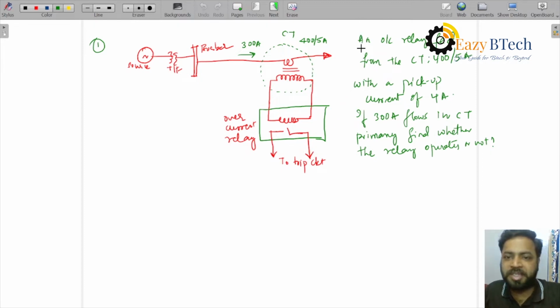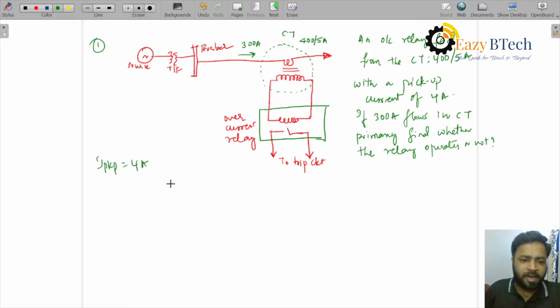So let us come to the question. An overcurrent relay fed from the CT having a rating of 400 by 5 amperes with a pickup current of 4 amperes. So pickup current is given here. We have the pickup current as 4 amperes. If 300 amperes flows in the CT primary, so we can see that 300 amperes is flowing in the CT primary. Find whether the relay operates or not. So they are asking us to find out whether this relay is going to operate, in the sense whether this relay is going to close the trip circuit or not.